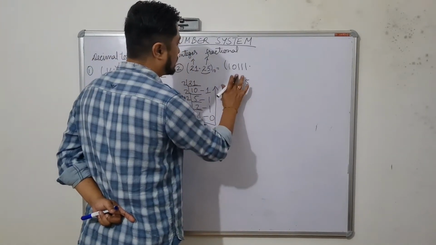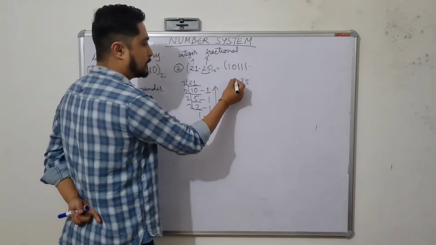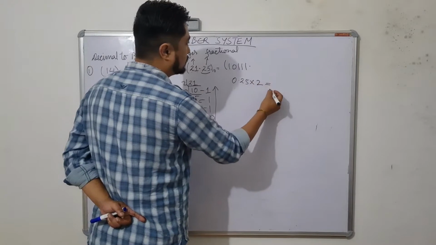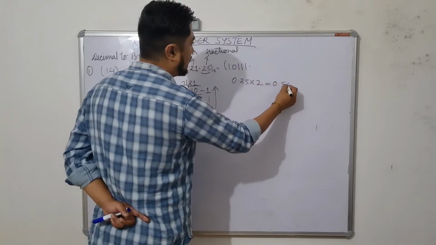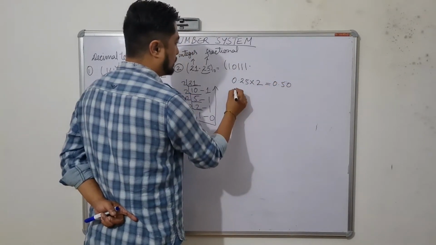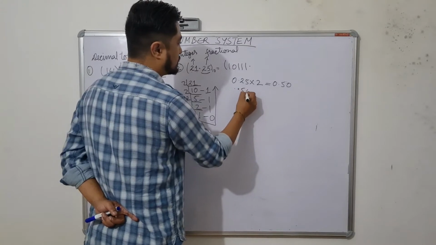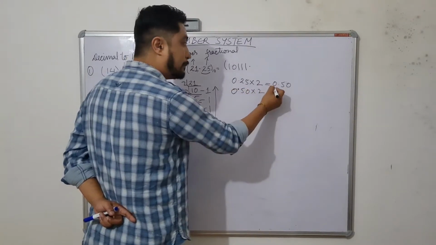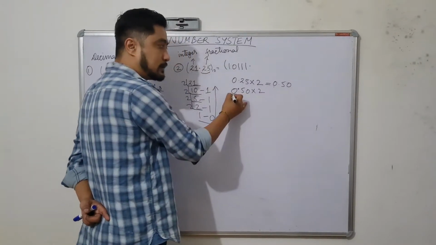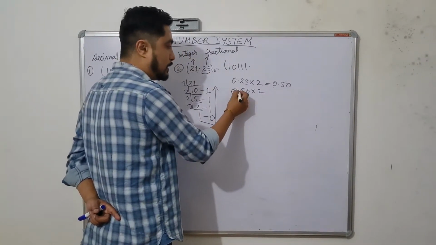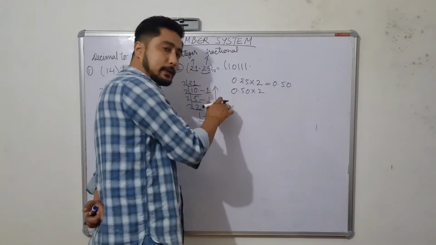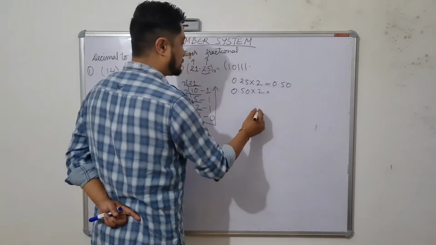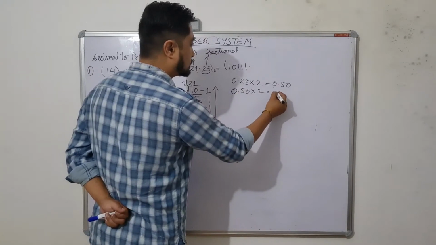0.25. Since we have taken only 0.25, if nothing is there, we can put 0 and multiply it by 2, so it will be 0.50. Then 0.50 into 2. If nothing is there, I am putting it as 0, but I am not taking this 0. I am putting only 0 because nothing is there, but I am not taking this value. Remember that.